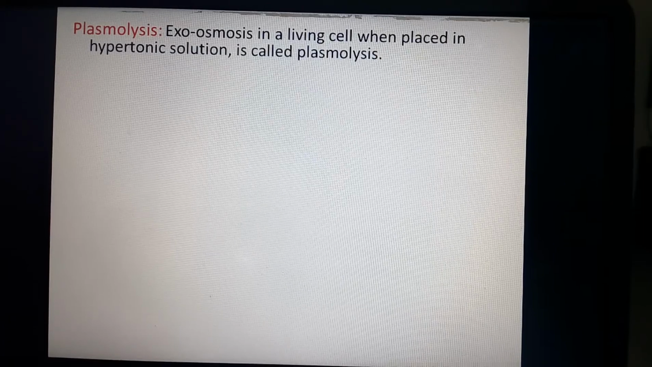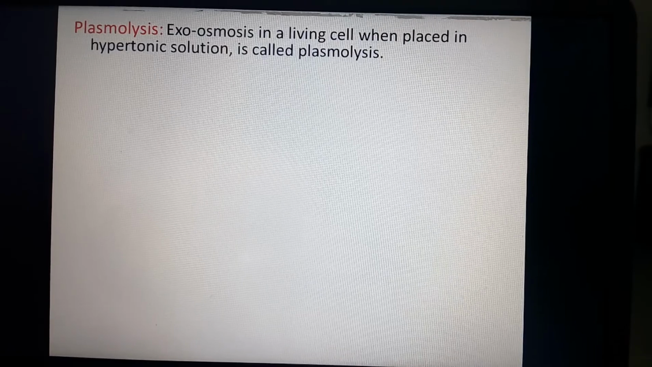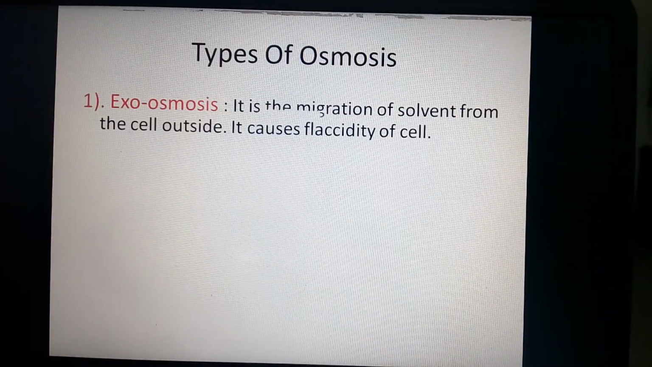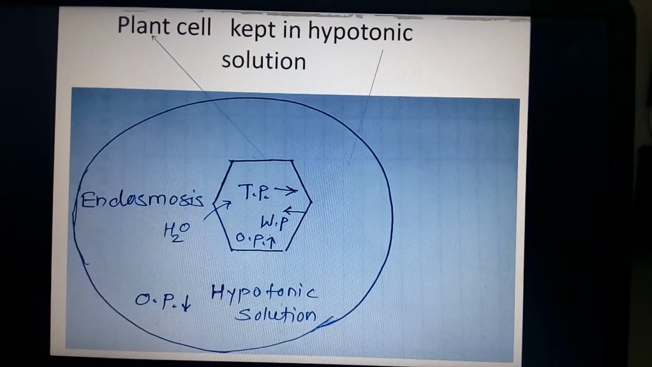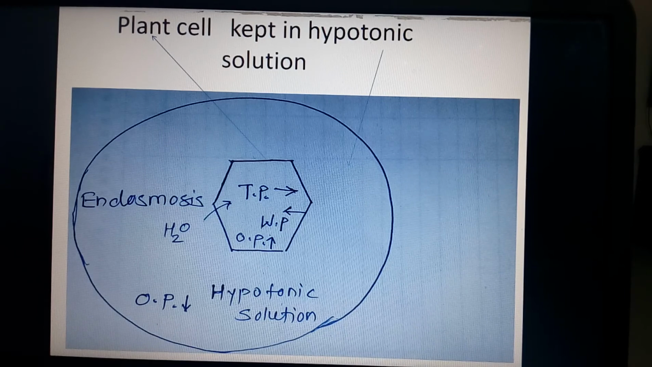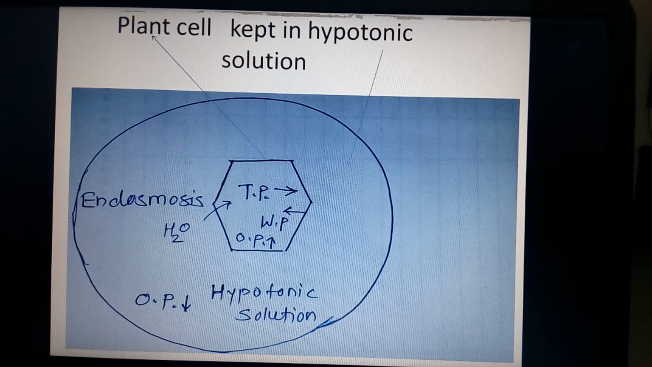In the last lecture, we discussed what happens when we place a plant cell into a hypotonic solution. Water starts to enter the cell, and the process is called endosmosis.